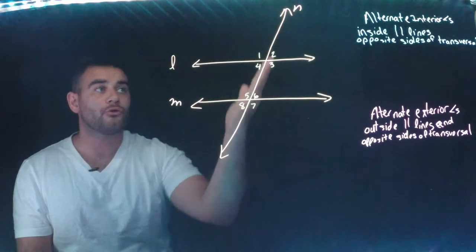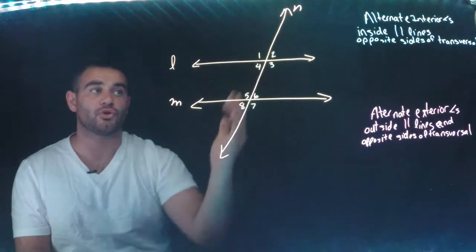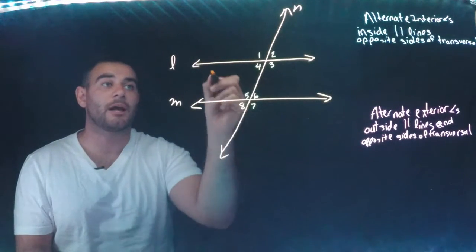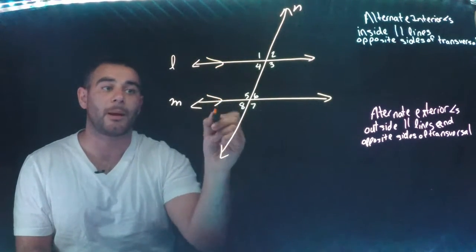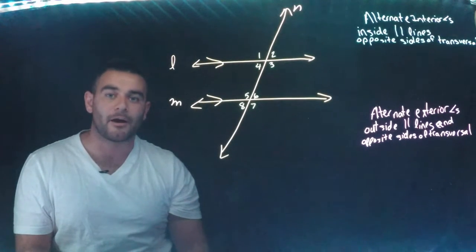Okay? Alternate refers to the transversal that's coming down and intersecting those two parallel lines. So in this case, we're saying line L is parallel to line M. So these two arrows on that line indicate that they are parallel.